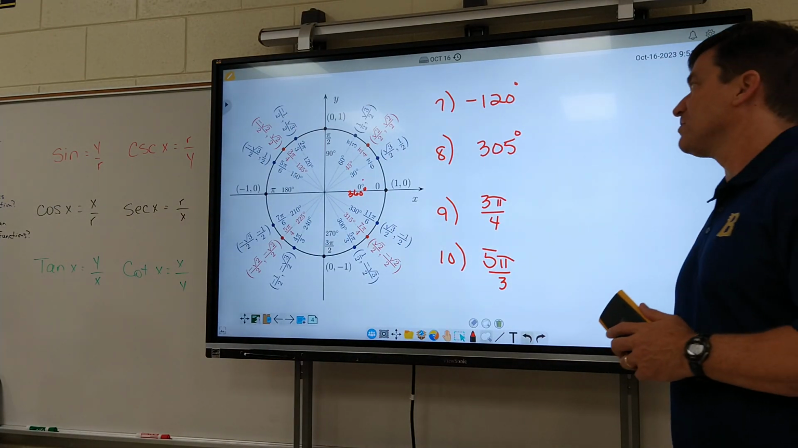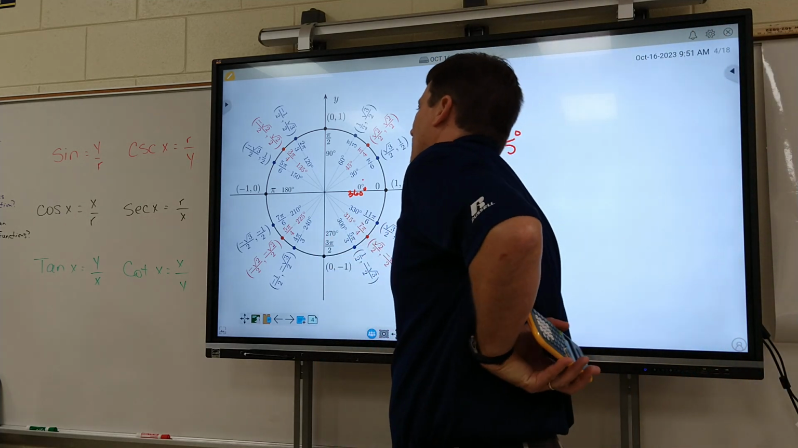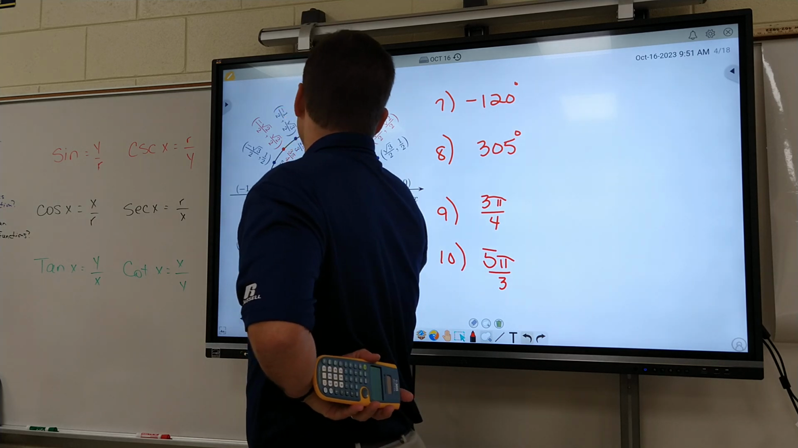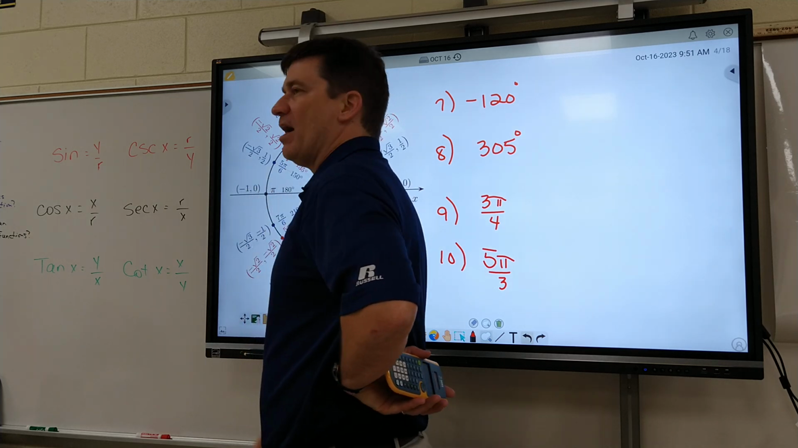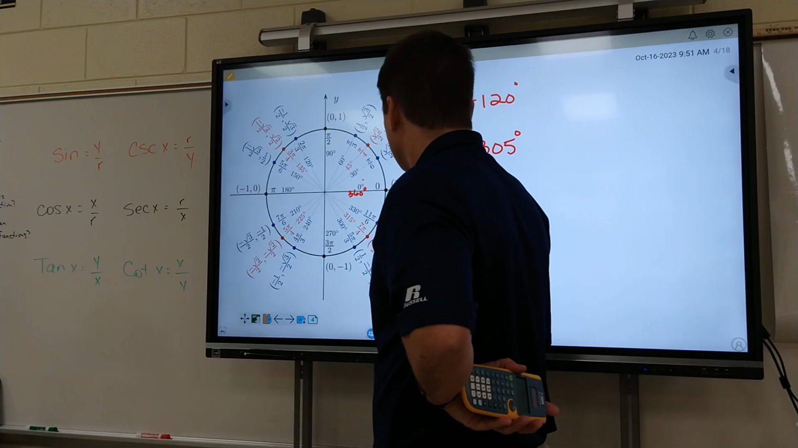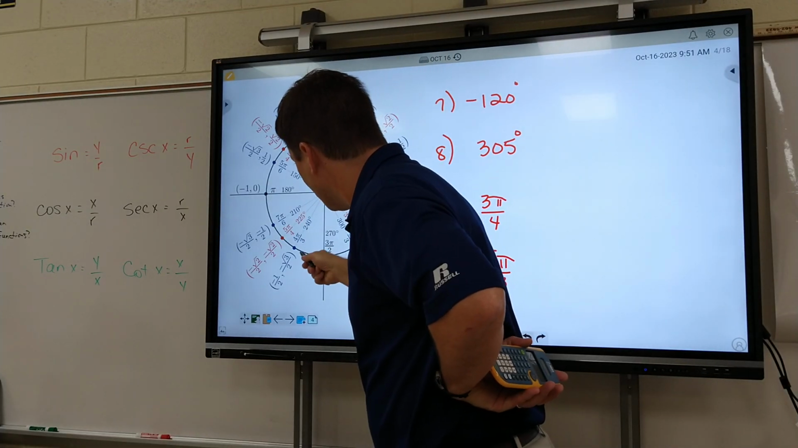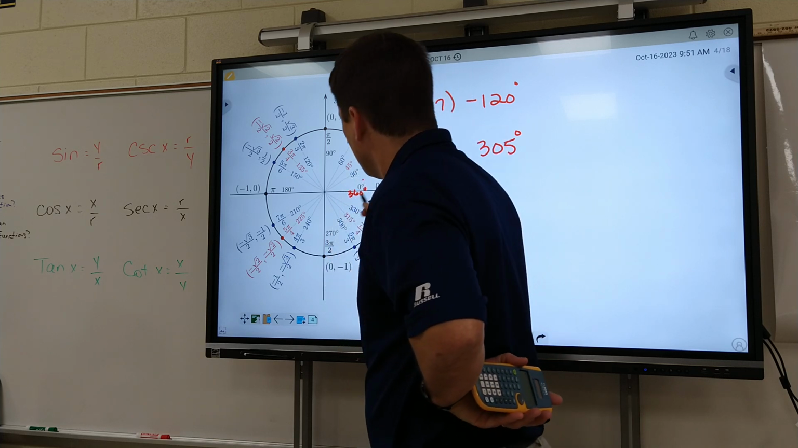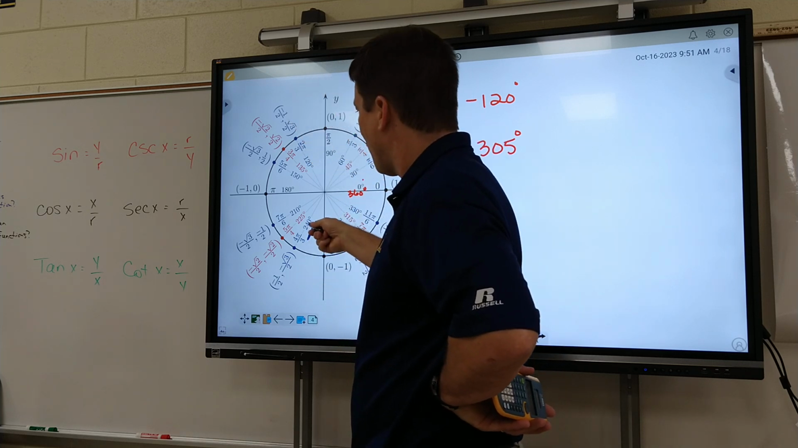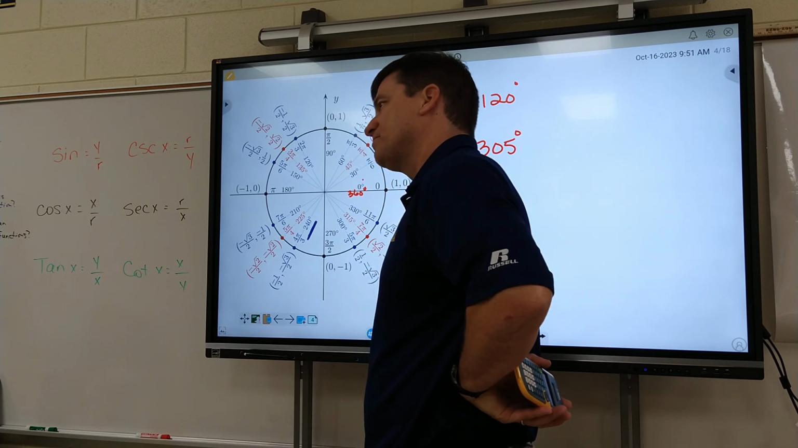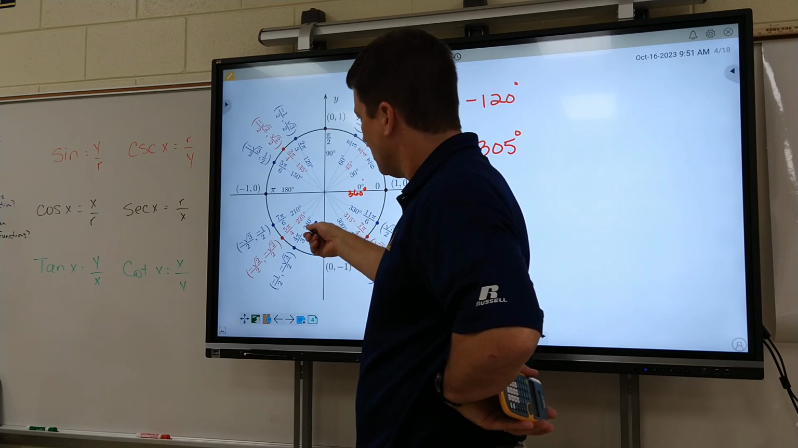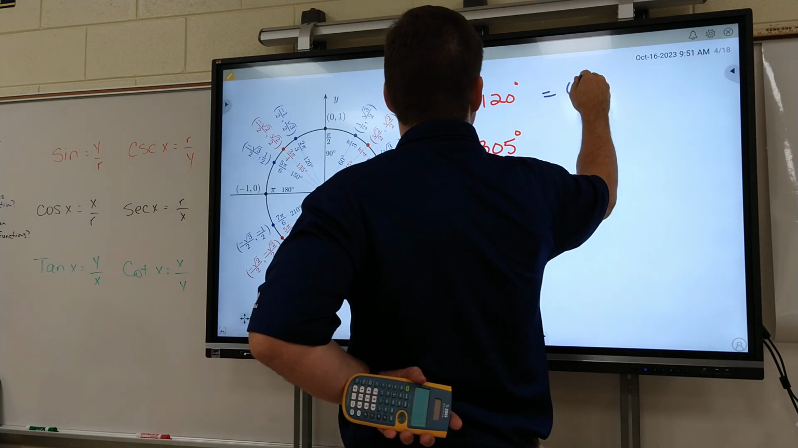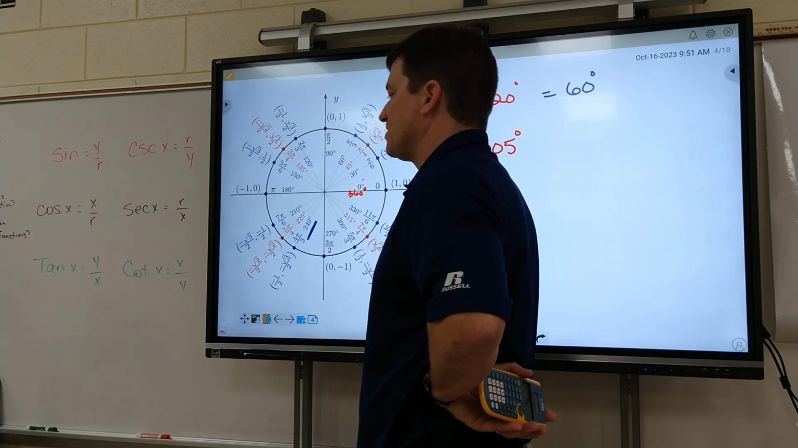All right, how do we find a reference angle for negative 120? All right, where is positive 120 at? It's right here, 5 dots going forward, right? So where would negative 120 be? 5 dots going backwards, right here. That's where we are. So, to find the reference angle for this right here, just how far away is that from the nearest x-axis? You subtract. 240 minus 180 is 60 degrees. So number 7 is 60 degrees.